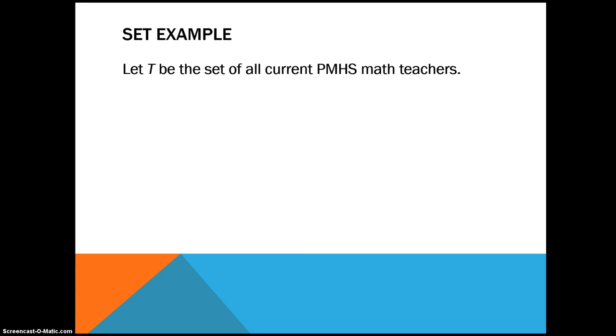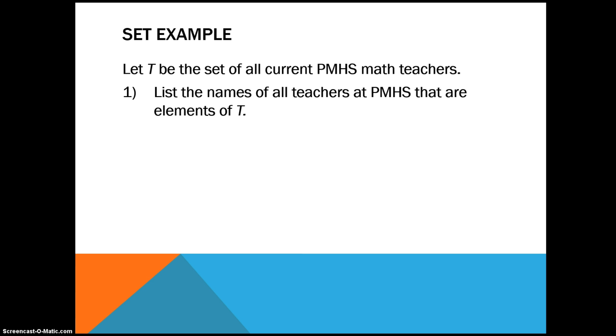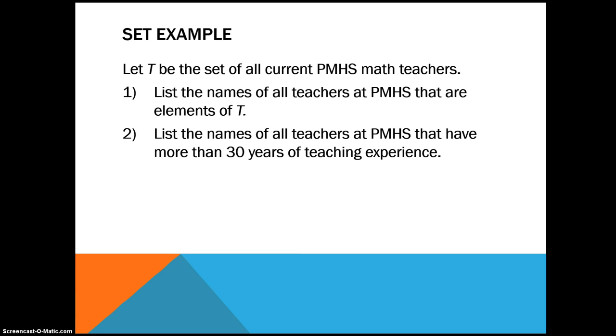Let's see another set example. Let T be the set of all current Perry Meridian High School math teachers. List the names of all teachers at Perry Meridian High School that are elements of T. Then let's see if we can list the names of all teachers at Perry Meridian High School that have more than 30 years of experience. Well, for the first answer, we would have teachers like Mr. Allen, Mr. Brewington, Mrs. Burton, Mrs. Collins, Mr. Slack, Mrs. Jones, etc. Currently we have 17 math teachers here at Perry Meridian High School.